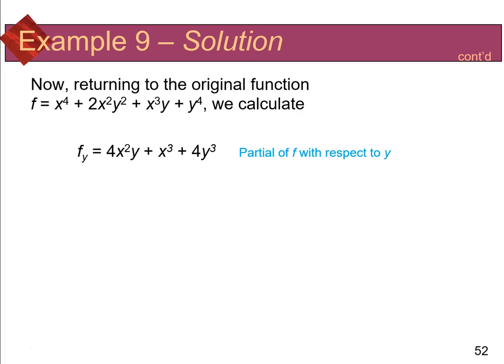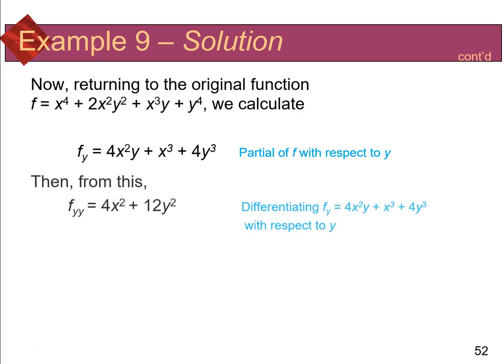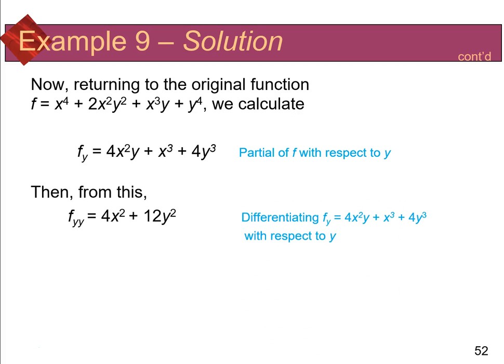F sub y would be the derivative of this original with respect to y, so I end up with 4x squared y. The x to the fourth goes away, it's a constant. 4x squared y is what 2x squared y squared becomes. X cubed is what the x cubed y would become, and 4y cubed would be what the y to the fourth becomes. Now when I do fyx and fyy, I'll do fyy first.